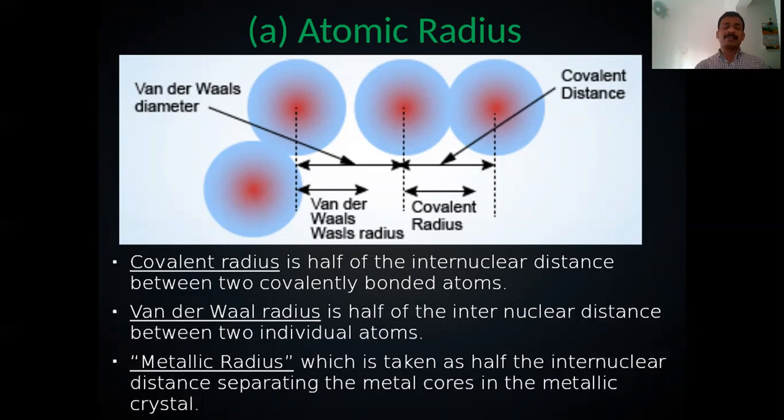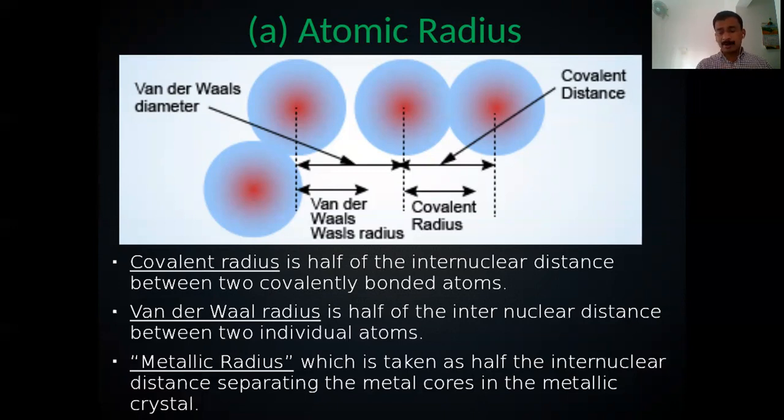In the case of metals, that is another case. In metals, positive metal ions are distributed in a sea of electrons. Therefore, that is a different case, so we have to approach it differently. For that, we will use metallic radius. Metallic radius is half of the internuclear distance separating the metal cores in the metallic crystal, that is, half of the internuclear distance between the nuclei of two adjacent metal ions in the crystal lattice. That is metallic radius.